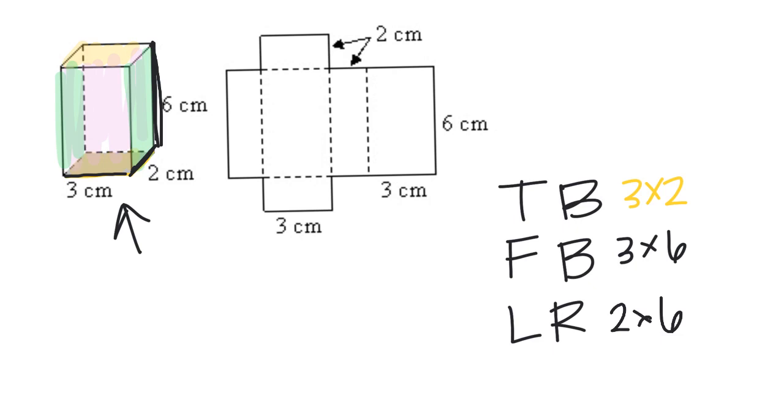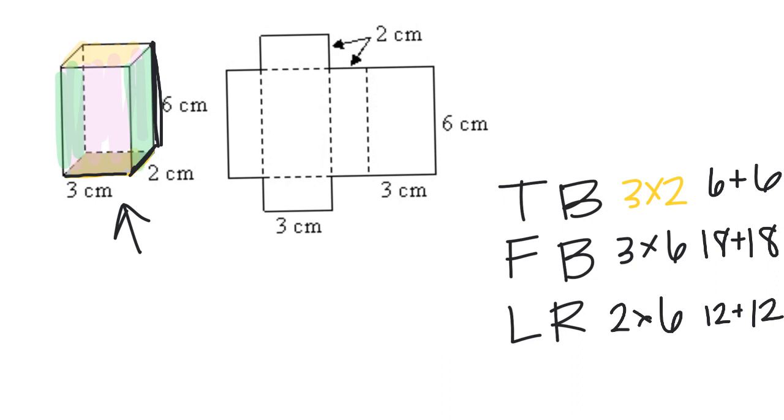Okay, so go back. Now we're going to look at this. So your top and bottom was a 3 by 2. So your top has a value of 6 and your bottom has a value of 6, or an area of 6, excuse me. The front and back had an area of 3 by 6, so the front would have a total area of 18, and the back would have a total area of 18. And then your left and right side had an area of 2 by 6, so the left would have an area of 12, and the right would also have an area of 12.